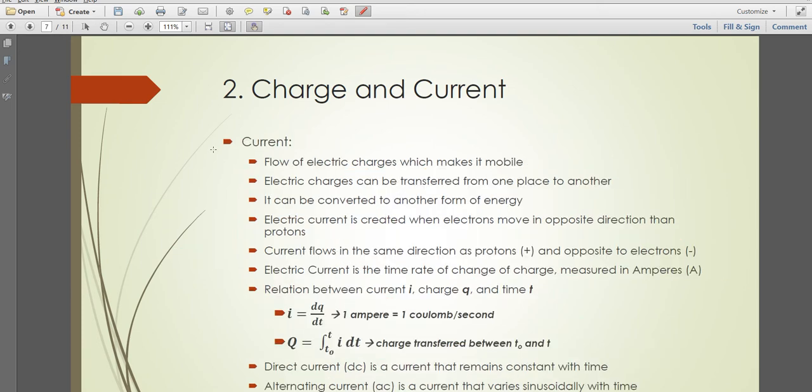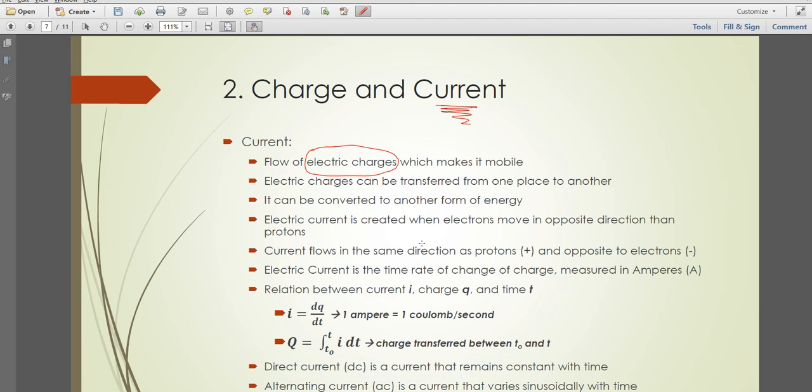Okay, now we'll continue to define the current itself. We have the next two things to be done quickly, defining the current and the voltage. The flow of this electric charge is what we call current, okay? While we are transferring electric charges from one place to another, we create what we call current.